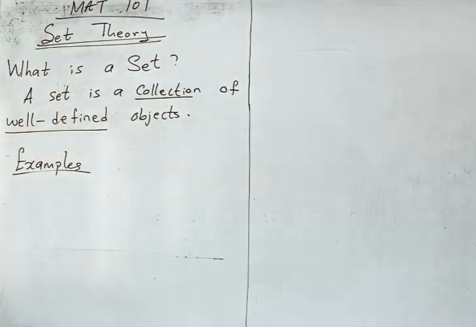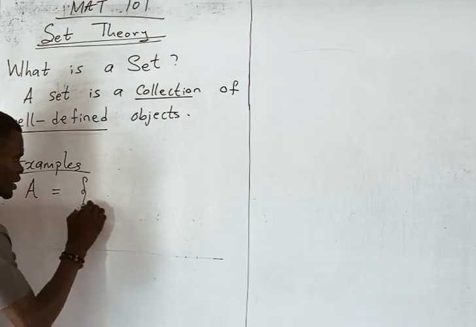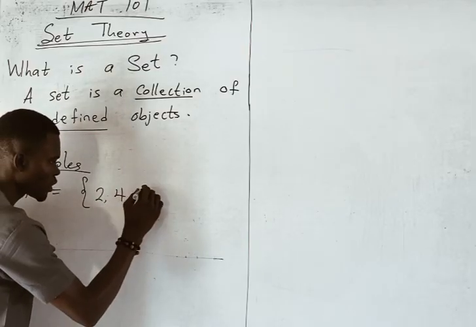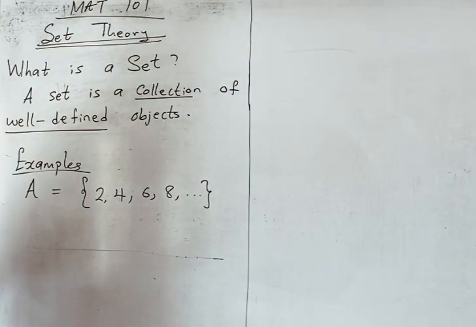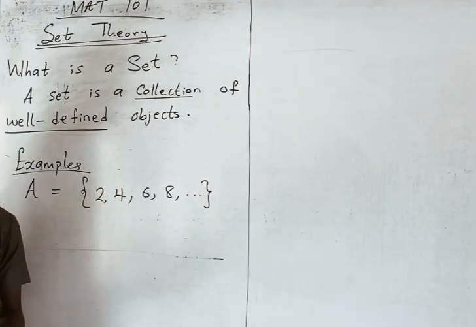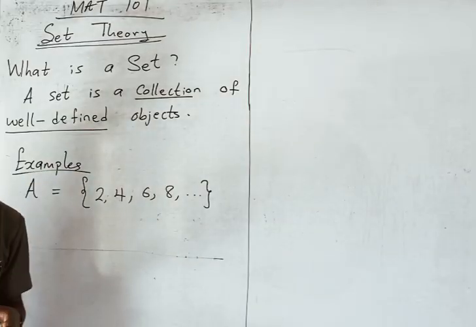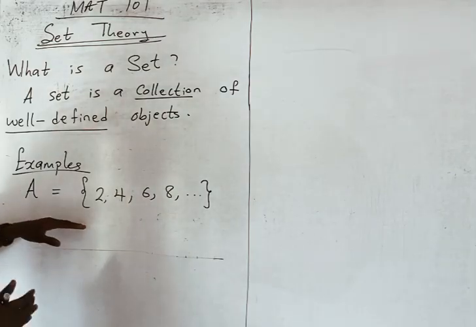Okay? Examples of sets in mathematics. Let's say we have set A, and set A has the following elements: 2, 4, 6, 8, and the rest. If I should explain this, I can simply say that set A is a set of even numbers. These are explicitly stated. You know the meaning of even numbers, right? Numbers that are divisible by 2. So this is an example of a set.